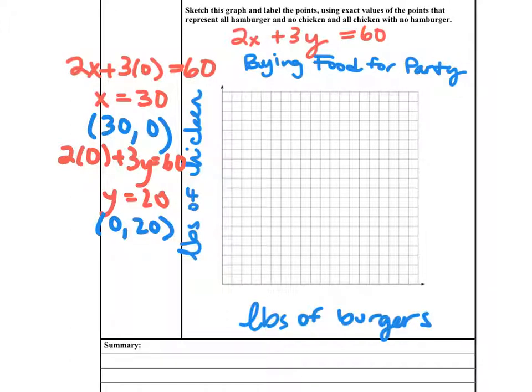So if I go by 2, then every 5 squares is going to be 10. So 1, 2, 3, 4, 5. So 10, 20, 30, 40. So I'm going to do the same for the y-axis. Now that you've actually labeled your graph, you can plot the points. So I'd plot a point at 30 and at 20, and then I connect those dots. So this is what your graph should look like.